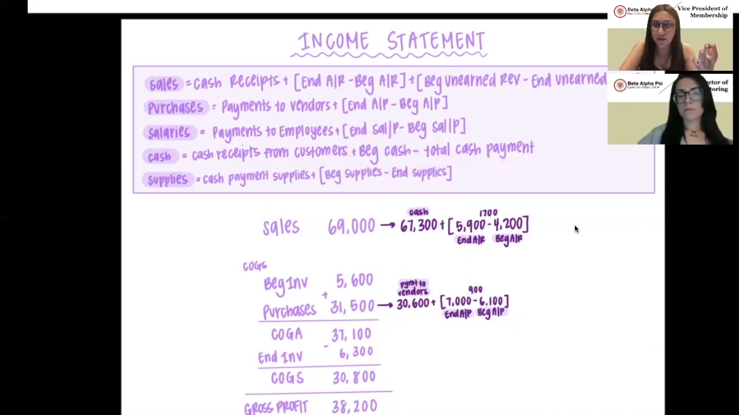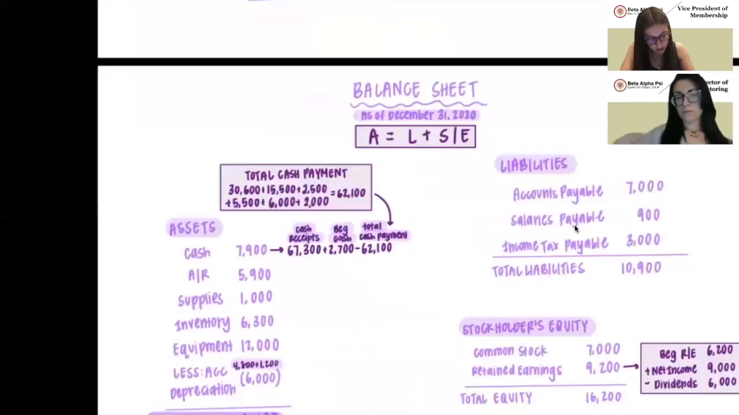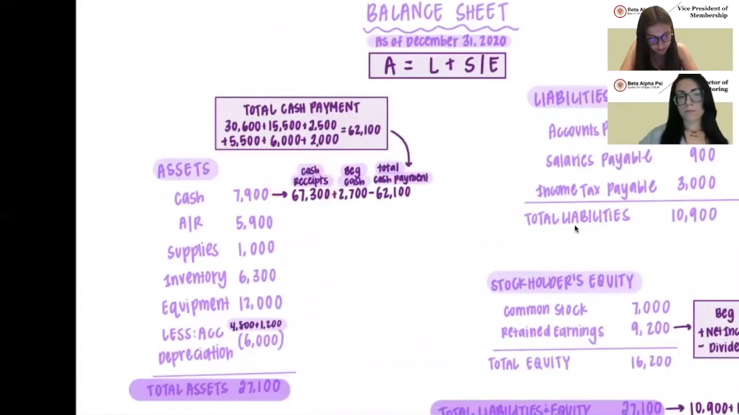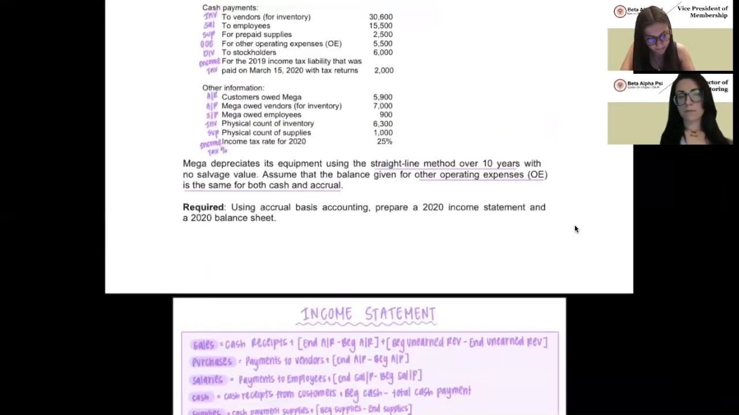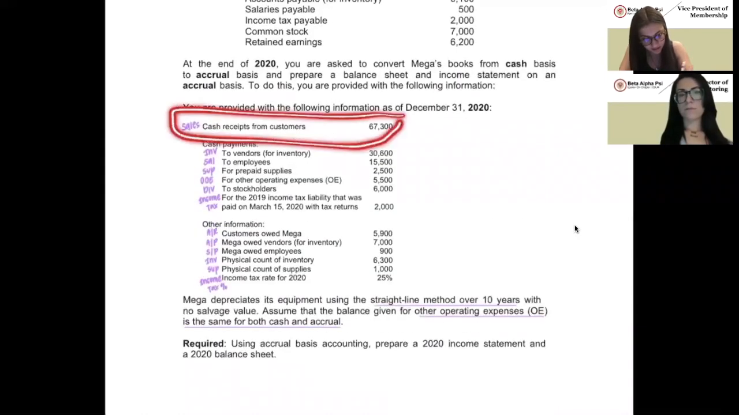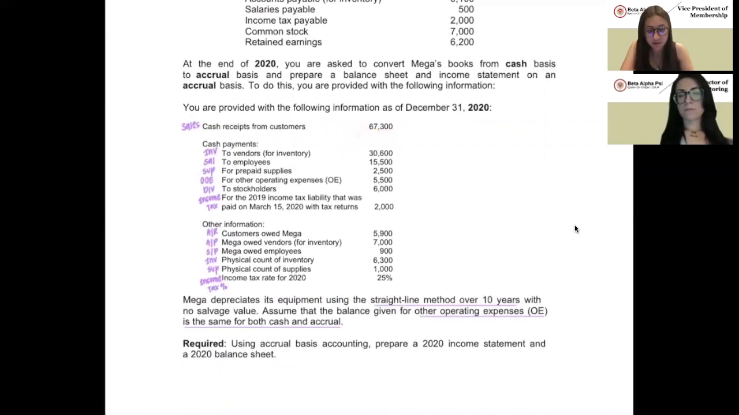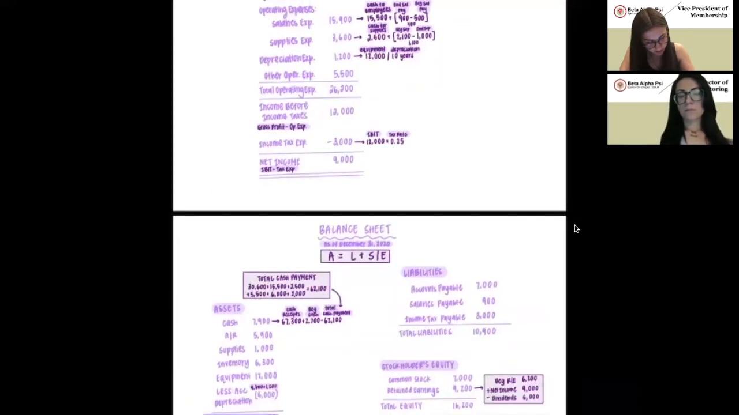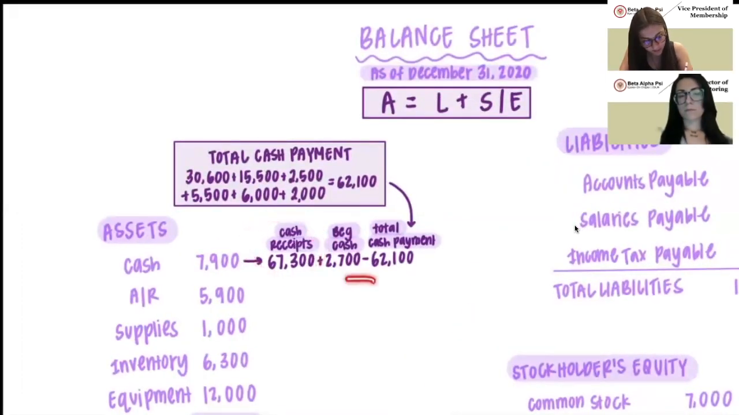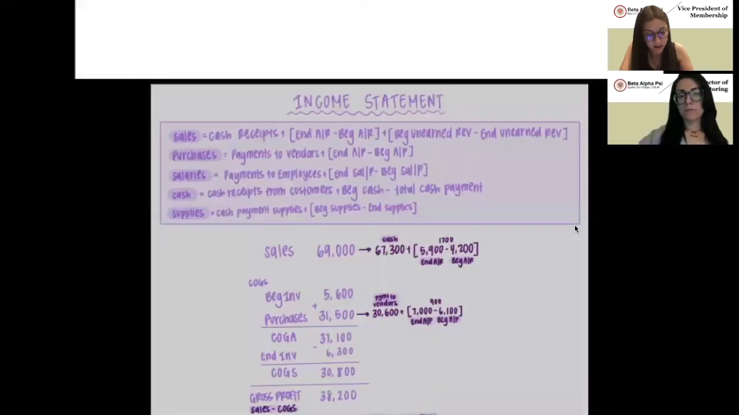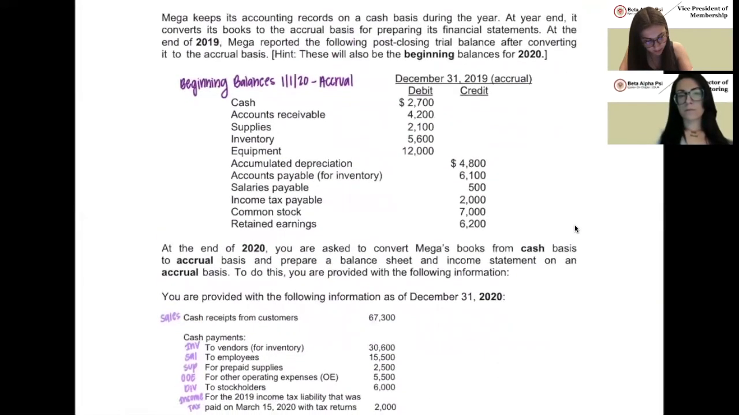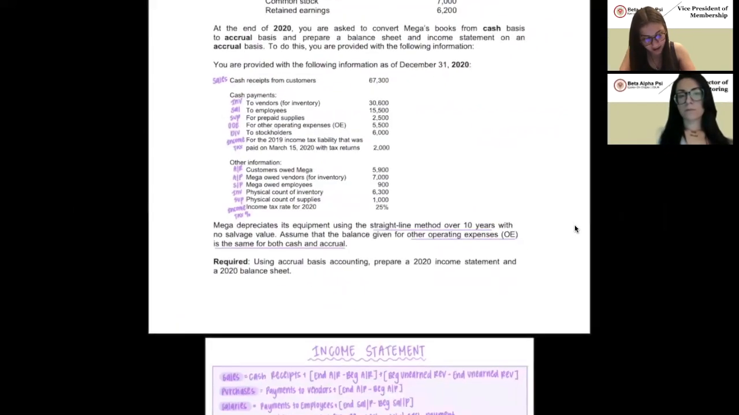So we had this beginning cash amount. We're going to add in everything that we got in cash, and then we're going to subtract everything that we paid out in cash. So let's find those numbers. Cash receipts, they give us that number. Cash receipts from customers, 67,300. So that's going to be our first number right here. Beginning cash, we can pull that from our beginning balance information. Beginning cash, 2,700. So we'll add that in.